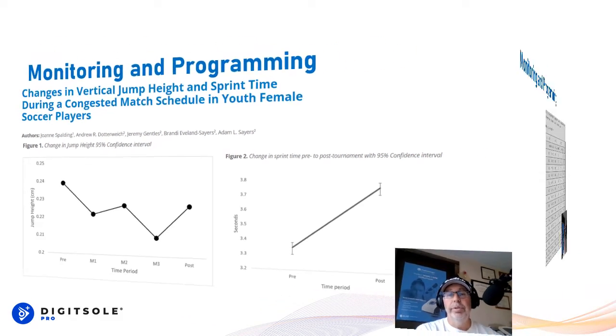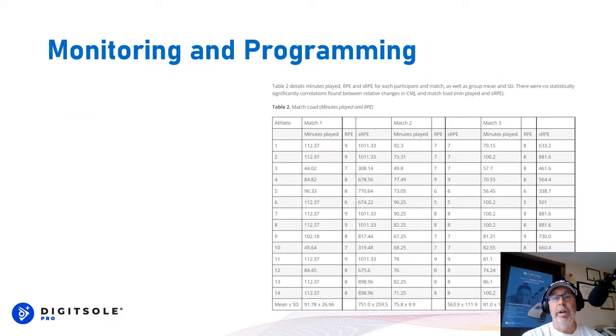So this is just a graphical representation looking at the SRPE, which is relative to the amount of time. And as you can see from match 1 to match 3, there was an actual decrease in SRPE. So you would think that hopefully that would match up, but statistically speaking, they didn't see any relationship between the countermovement jump and the sprint time.